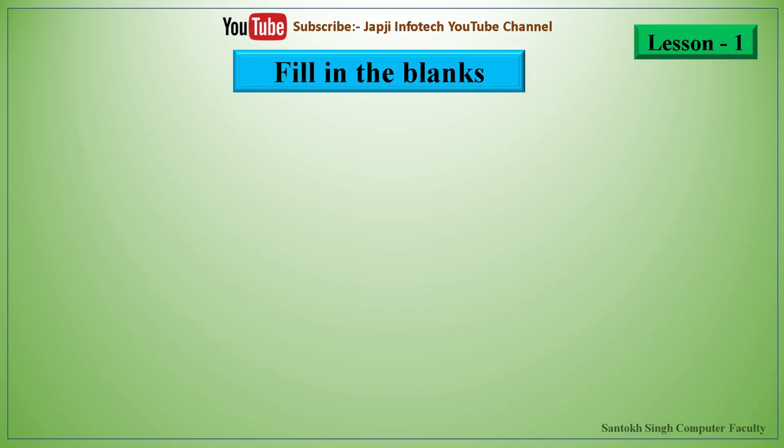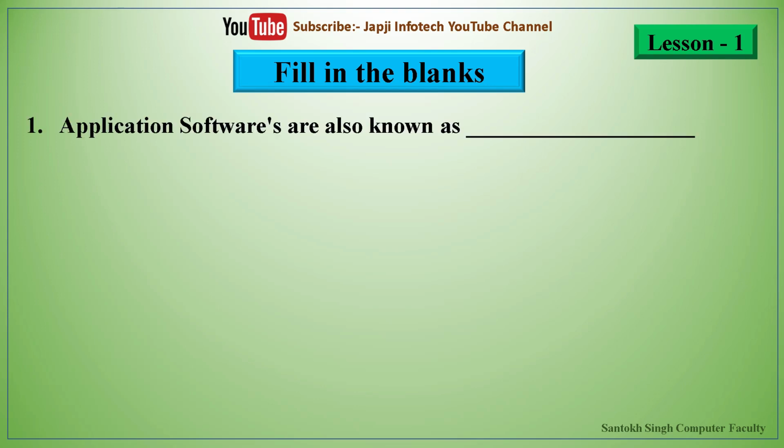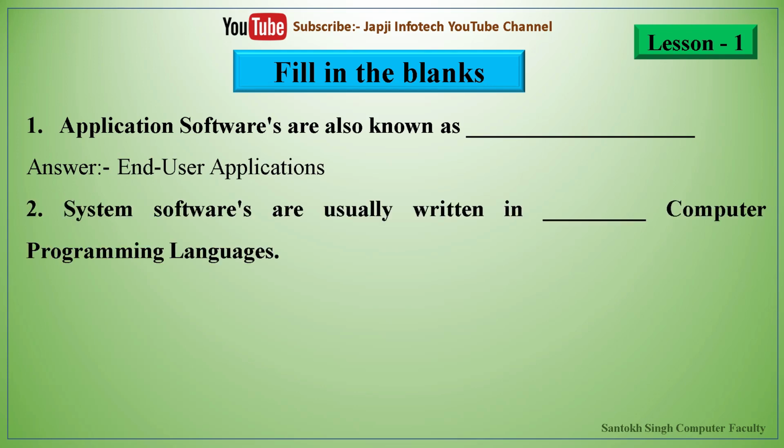So now we will learn about fill in the blanks, and our first fill in the blank is, application software are also known as dash, and the right answer is application software are also known as end user applications. And second one is, system softwares are usually written in dash computer programming language, and the right answer is system software are usually written in low-level programming language.